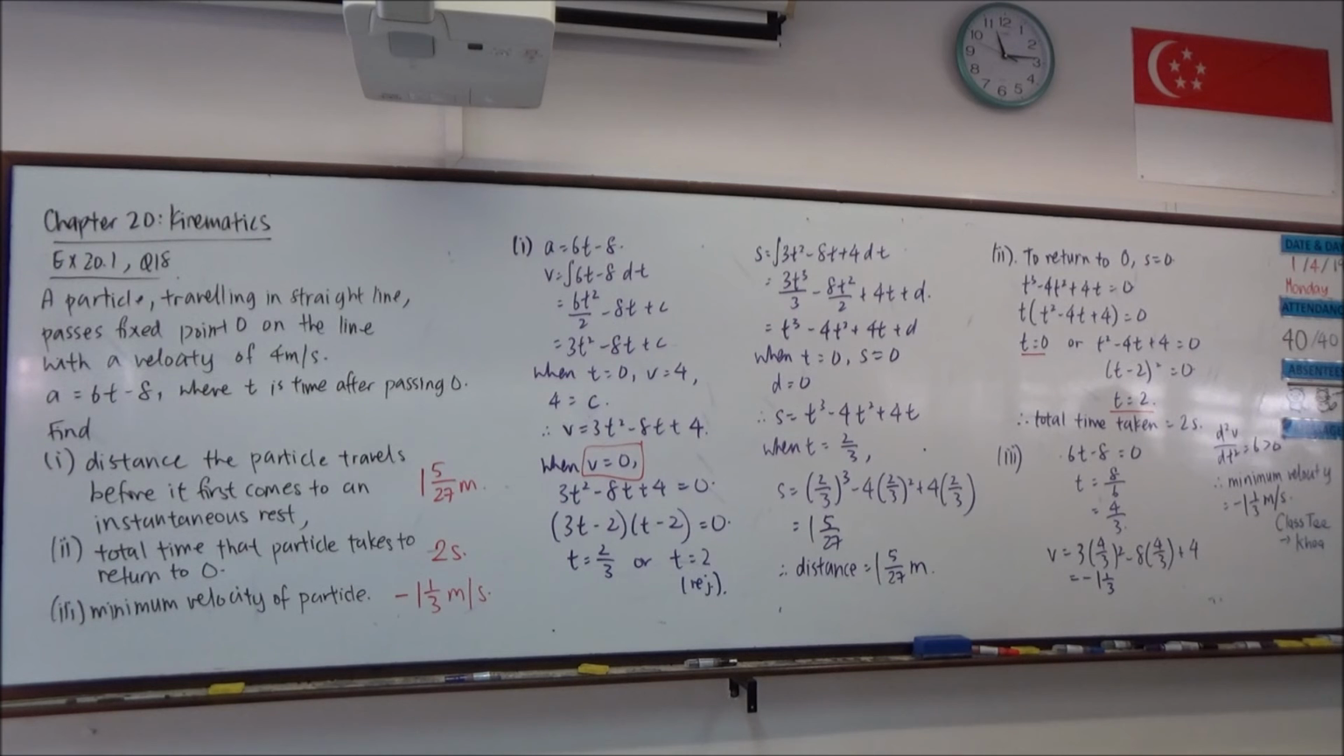Then in part 3, you need to find out the minimum velocity. Minimum velocity does not always have to be negative. In this case, what does the negative mean? It is a direction. So the minimum speed itself is actually 1 1/3, but the minimum velocity is negative 1 1/3. Any questions? Charlotte, do you catch what I just said?